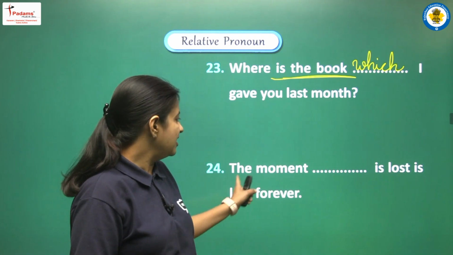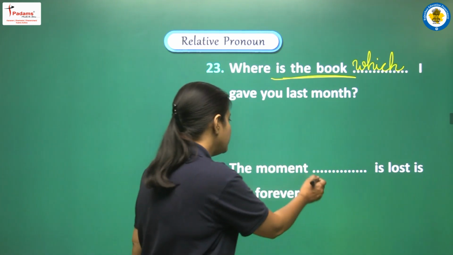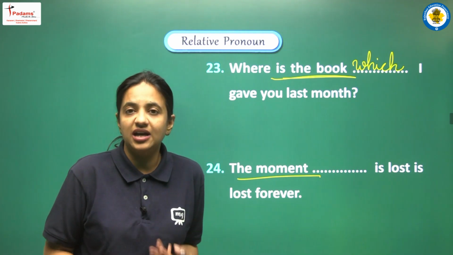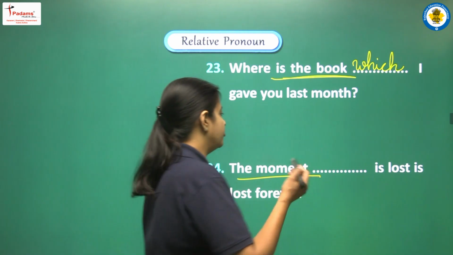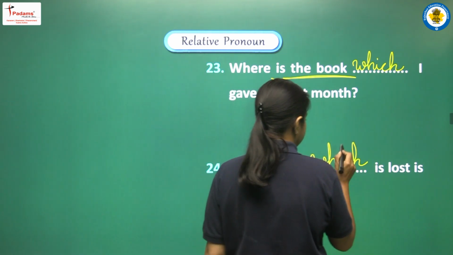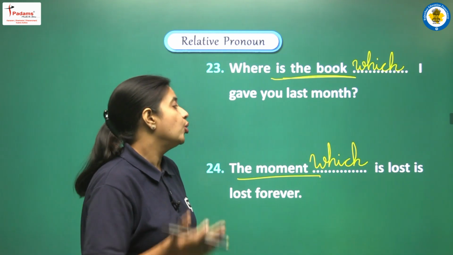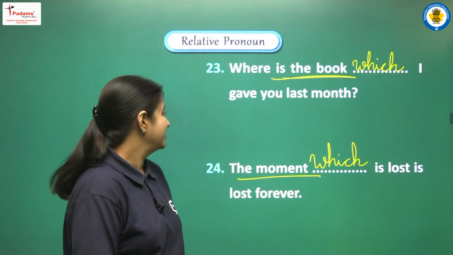Next sentence, the moment is lost forever. So yes, we have to use a relative pronoun for the moment. Moment, we can say it's one of the things. So for that we have to use which here. And the sentence will be, the moment which is lost forever.